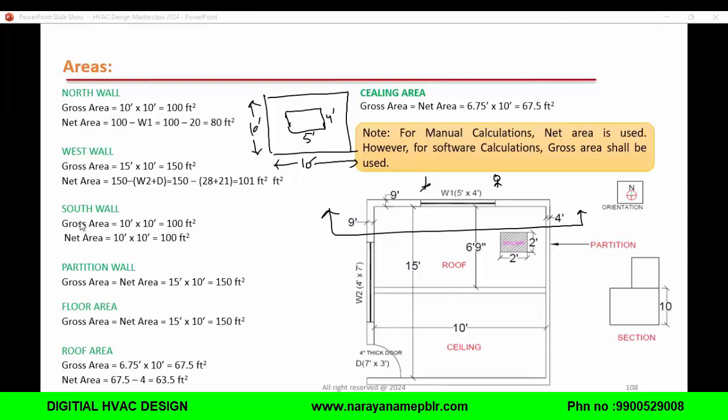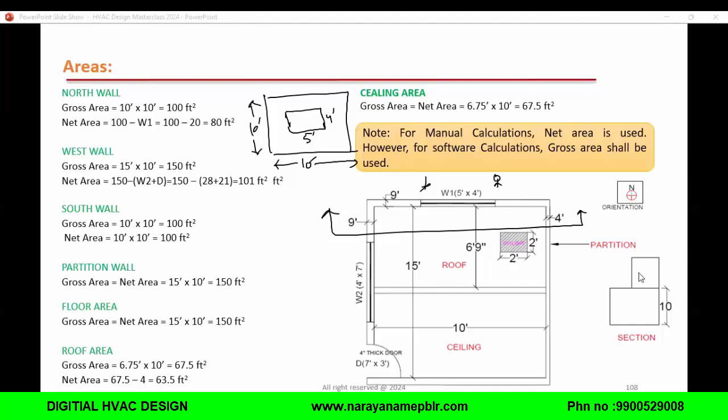Similarly for the south wall. For the south wall, 10 by 10, there is no window and nothing else, so net and gross are both the same. Partition wall, this side is a partition wall. Length is 15, height is 10. So 150, net and gross both. Similarly, floor area is also the same.